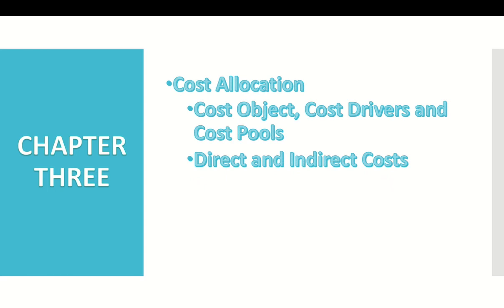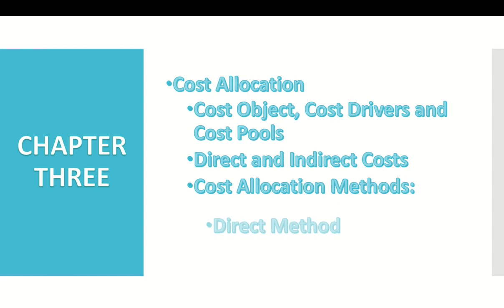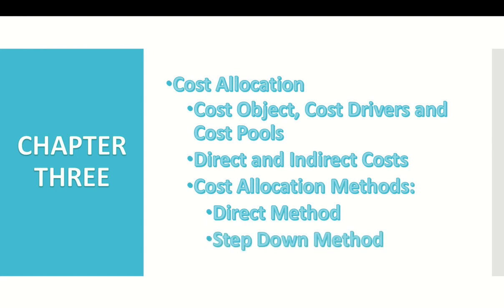We also talked about indirect and direct costs. And then finally, the most important thing we talked about was the cost allocation methods. And we have the first one, which is direct method. And this is توزيع بشكل مباشرة. And then we also have the step down method, which is a توزيع من وجهين. And we explained this in detail in the chapter.